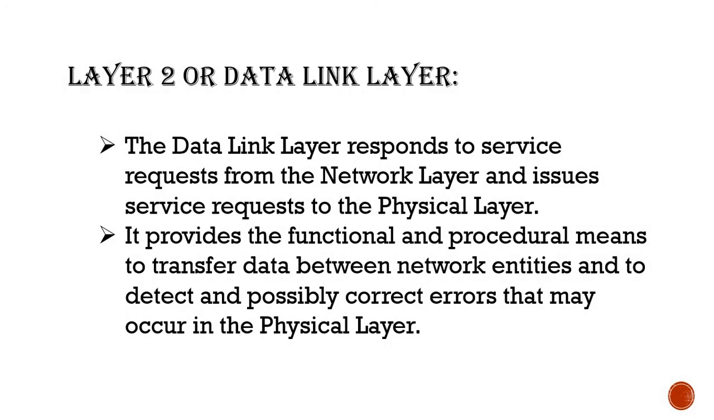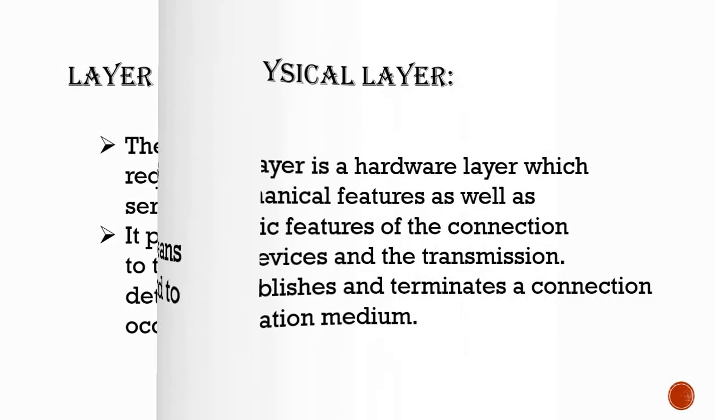Now, second layer, that is the data link layer. The data link layer responds to service requests from the network layer and issues service requests to the physical layer. It provides the functional and procedural means to transfer data between network entities and to detect as well as correct errors that may occur in the physical layer.